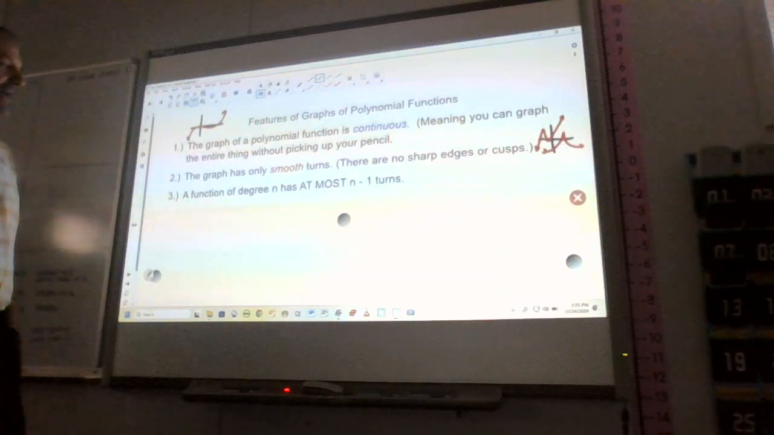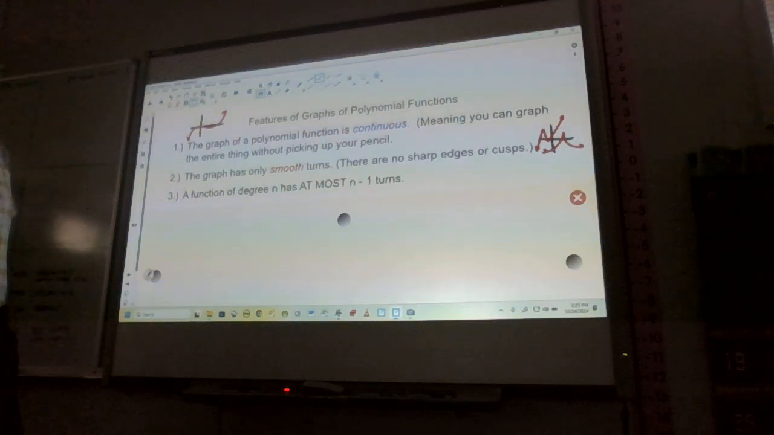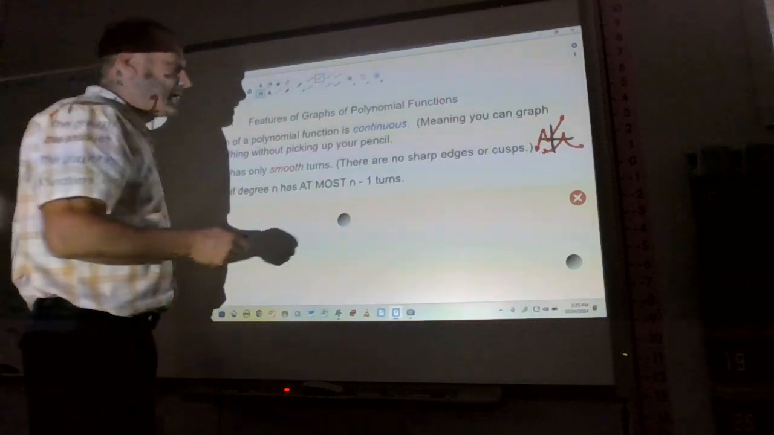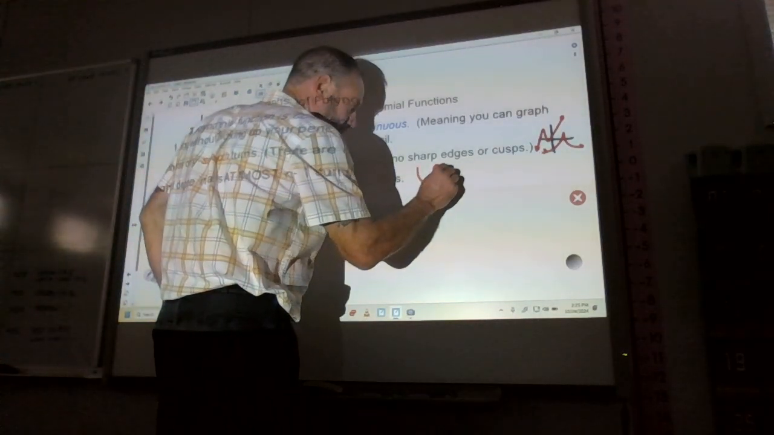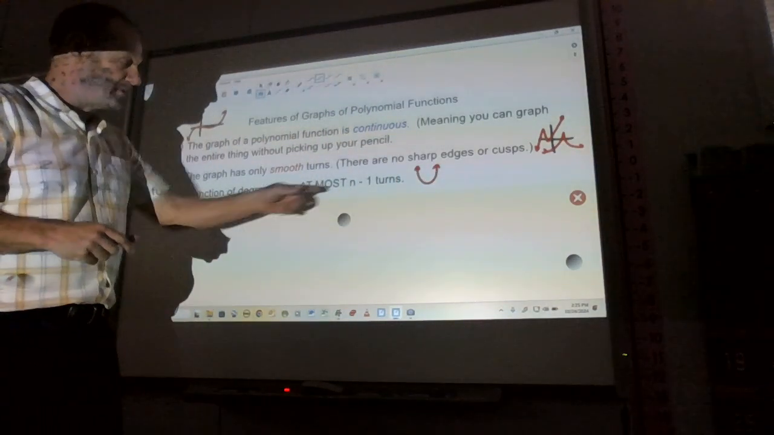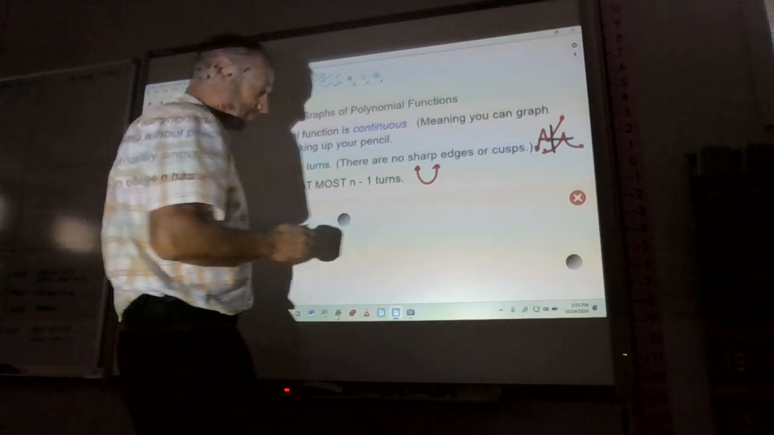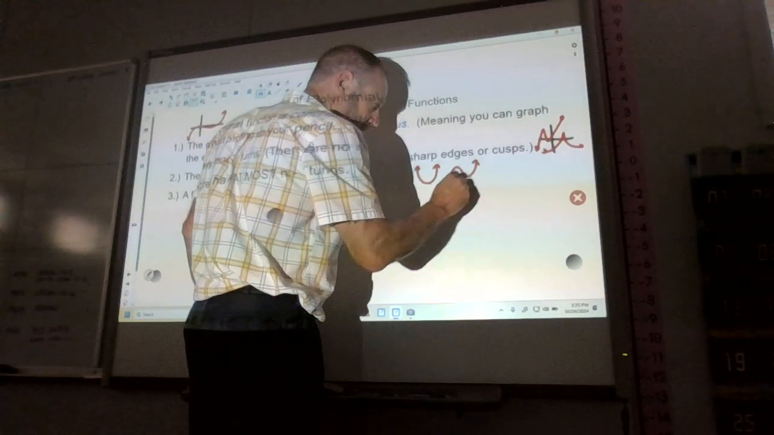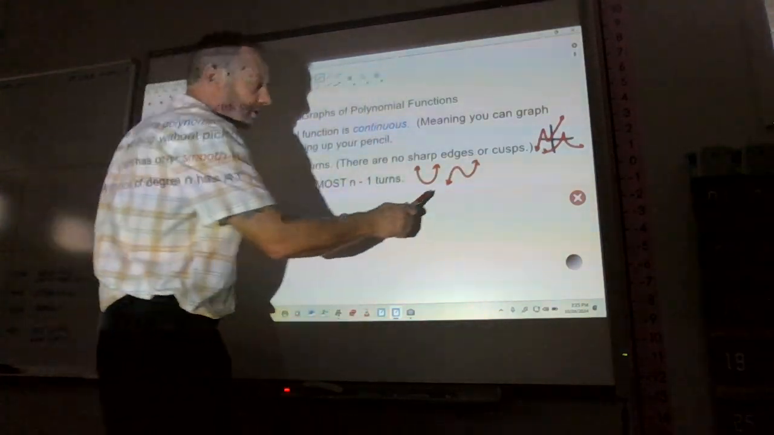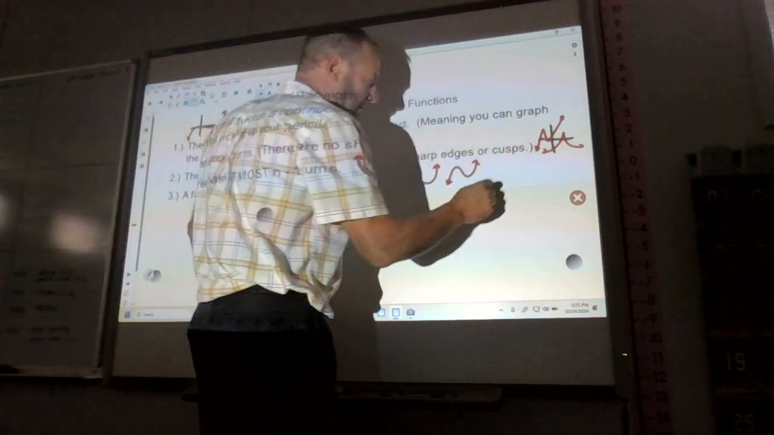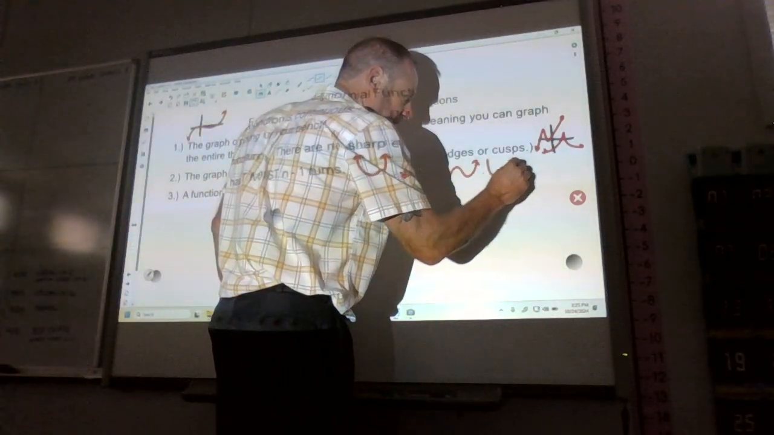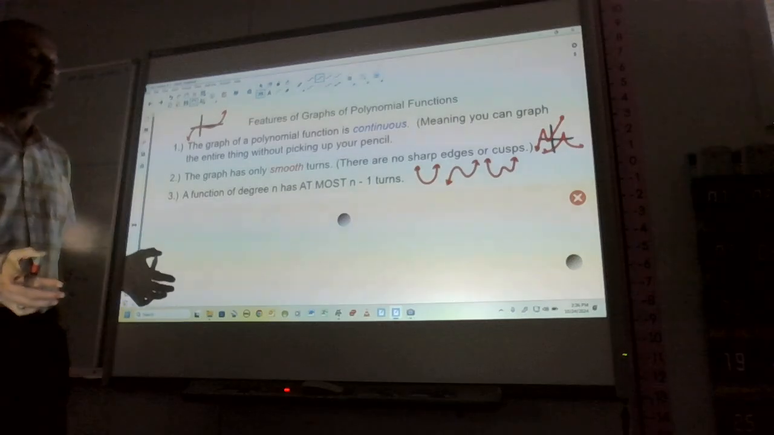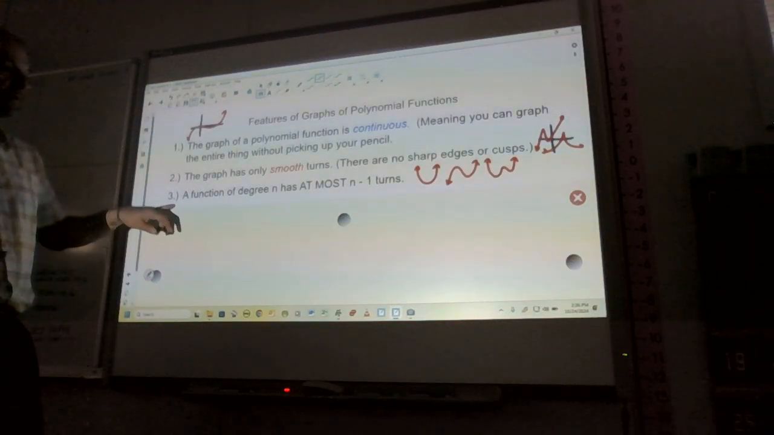A function of degree n has at most n minus 1 turns. So if I have a parabola, that's going to be degree 2. A parabola has 1 turn, it'd be 2 minus 1. A cubic, so something to the 3rd power, can look something like this. It's degree 3 and it has 2 turns, 1, 2. Something to the 4th power might look something like this. It has 1, 2, 3 turns. There's always one less turn. Now, it can have less than that, but it can have at most n minus 1 turns.